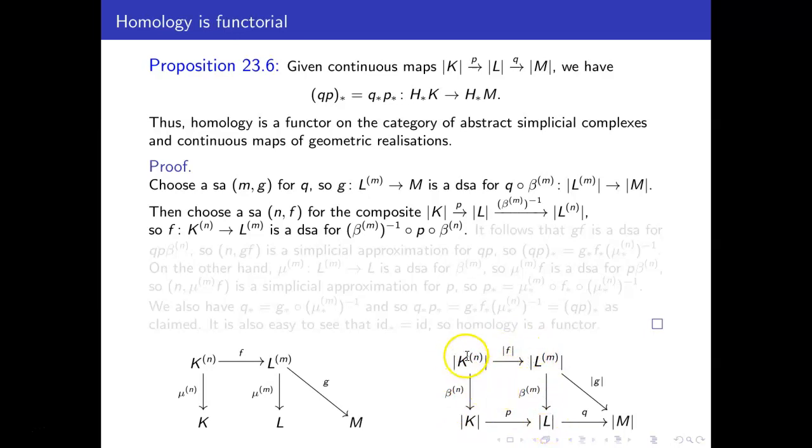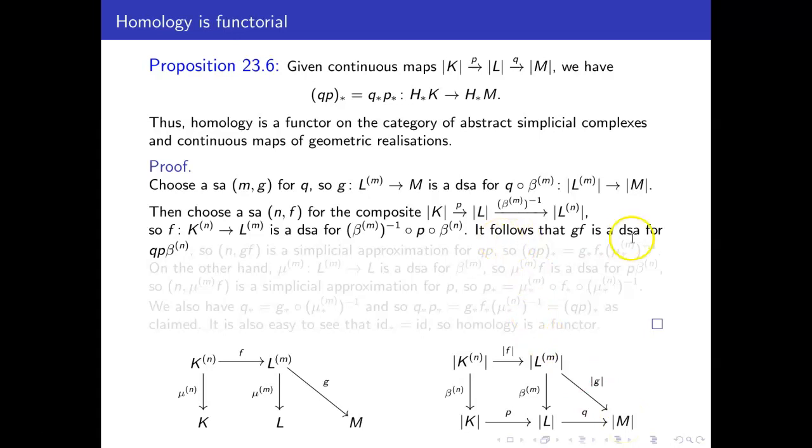And because these are homeomorphisms, that's the same as saying going this way around the diagram is homotopic to going this way. Okay. So now I want to claim that G composed with F is a direct simplicial approximation for Q P beta M. So let's just see where everything is happening here. G composed with F is this composite along here, and Q composed with P composed with beta bracket N is this composite going down there and across there.